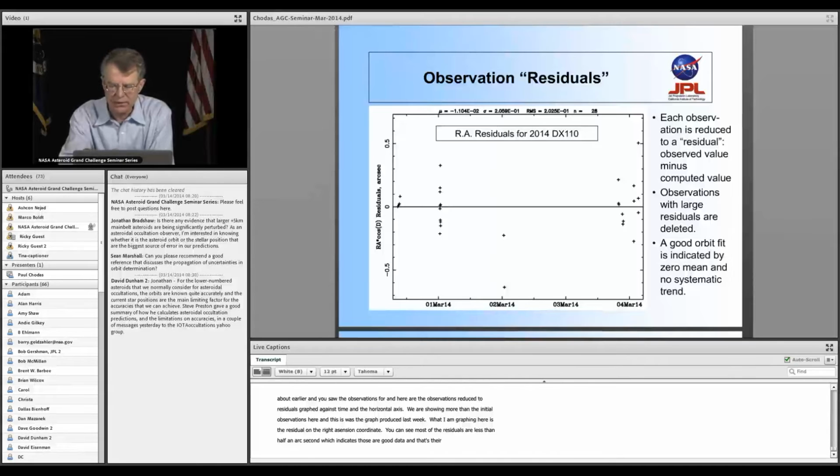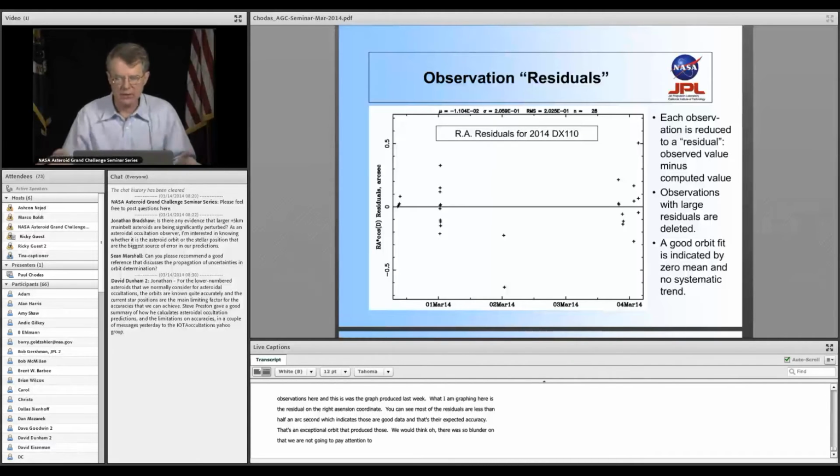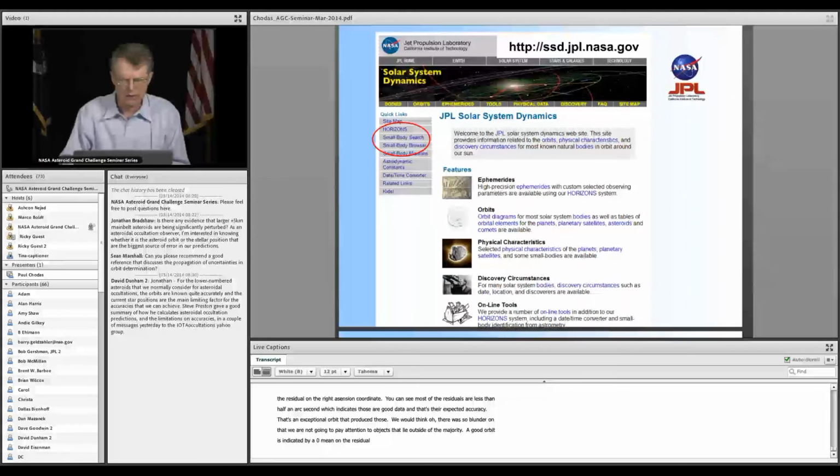So we think that's an acceptable orbit that produced those residuals. Observations with large residuals would be deleted. We would think, oh, there was some blunder on that, and we're not going to pay attention to observations that lie outside of the majority. A good orbit fit then is indicated by zero mean on the residuals, and we'd like to see no systematic trends, because that would indicate there's some systematic error in the orbit.